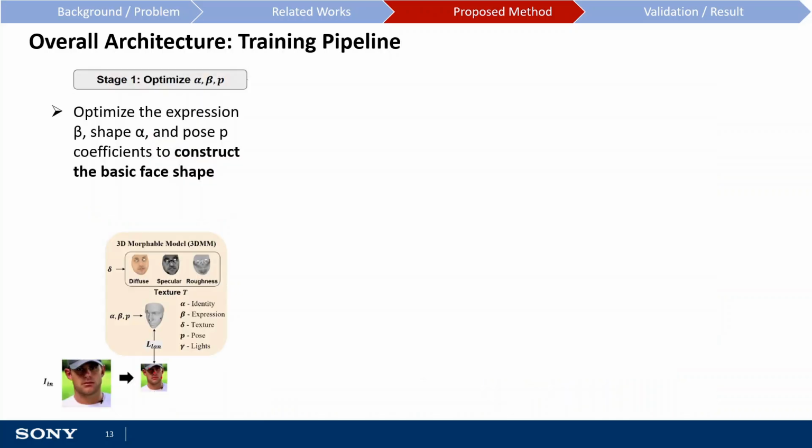The pipeline of the entire training process is presented on this slide. The training consists of three stages. In stage 1, the expression beta, shape alpha, and pose p coefficients are optimized to construct the basic face shape.